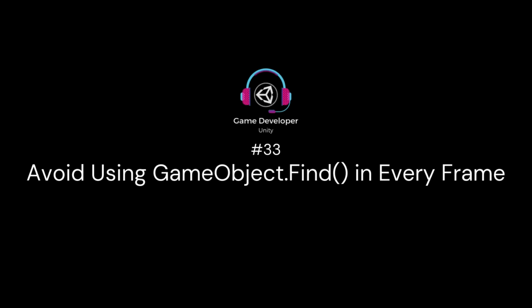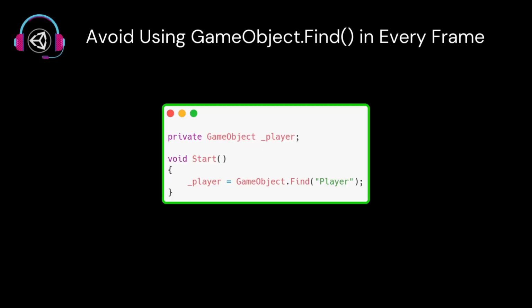Tip number 33, avoid using GameObject.Find in every frame. Searching for objects frequently is costly. Cache the reference once in Start or Awake instead.